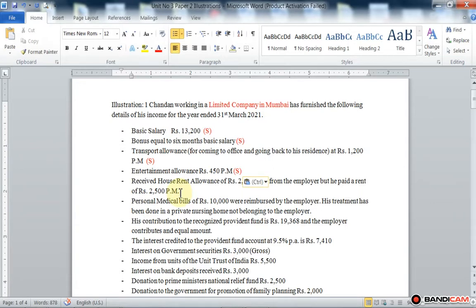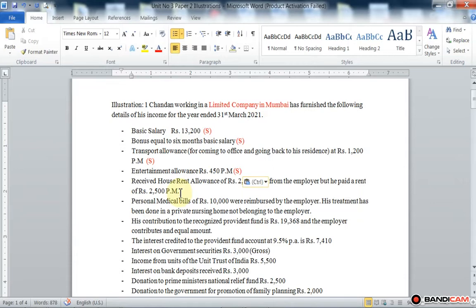If a government employee received the entertainment allowance, then we separately make a working note for computation of exempted entertainment allowance, that is, 5,000 or 20% of basic pay, or the actual entertainment allowance received. The entertainment allowance is deducted from gross salary under section 16 subsection 2. Remember that entertainment allowance is allowed for exemption only for a government employee.